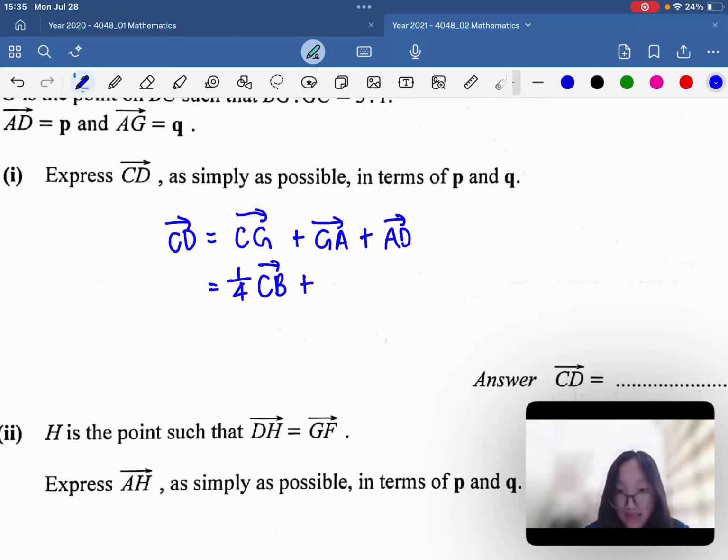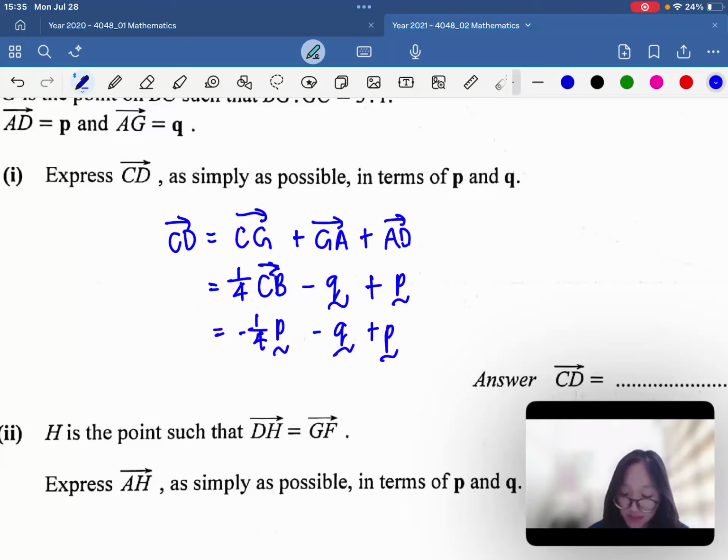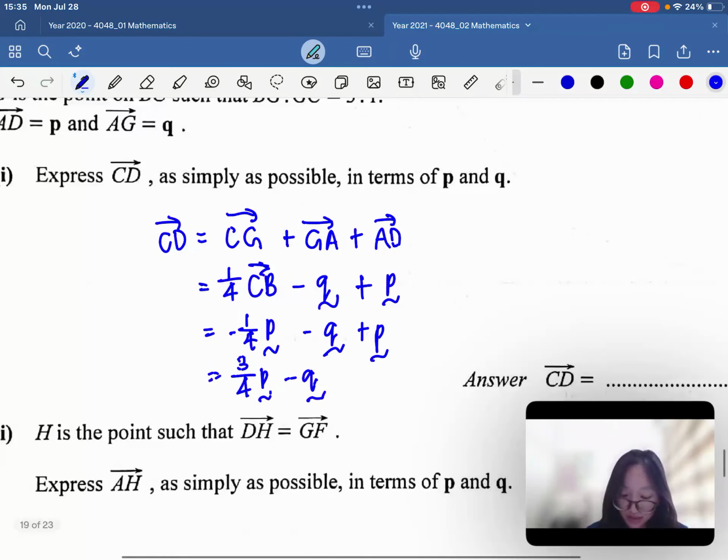And then CG is 1/4 of CB, and this information is given to us in the question. Plus GA, sorry, is minus Q, plus P. Okay, so this would be negative 1/4 P minus Q plus P. And hence the answer is 3/4 P minus Q.